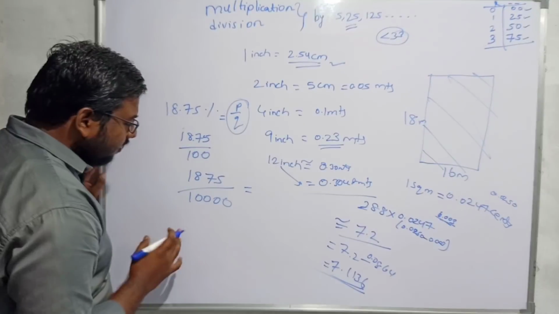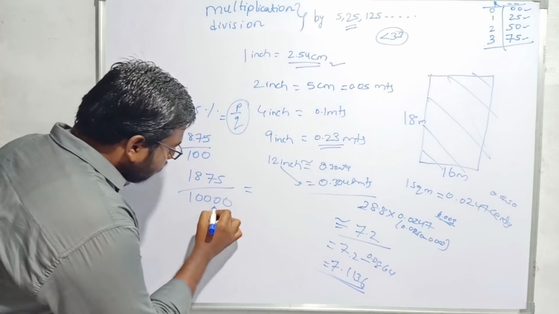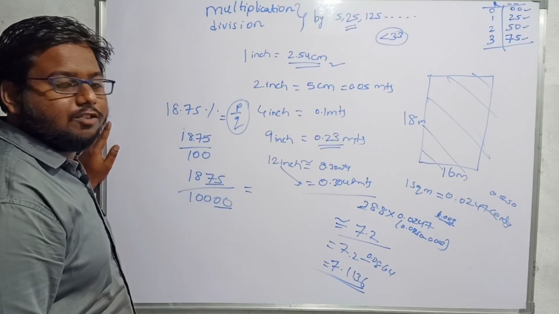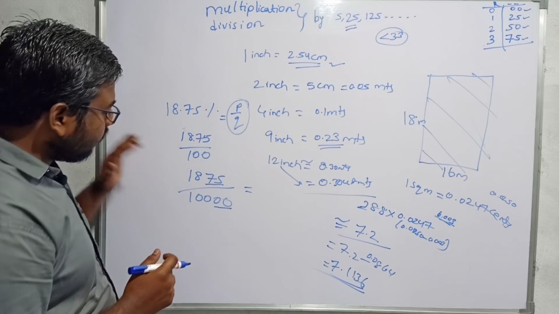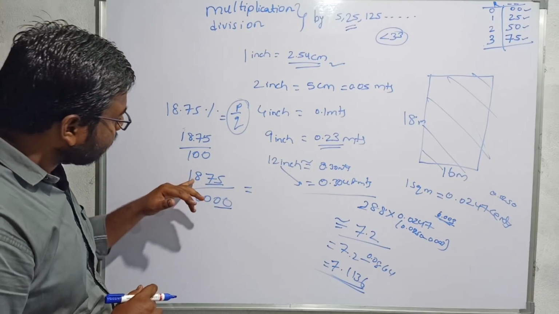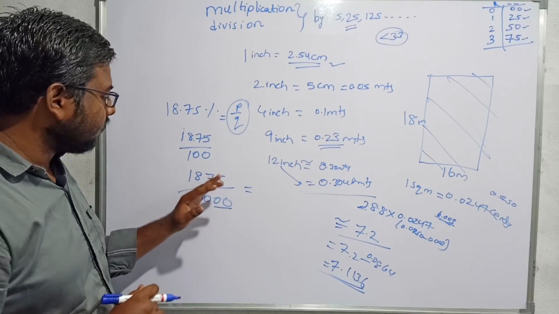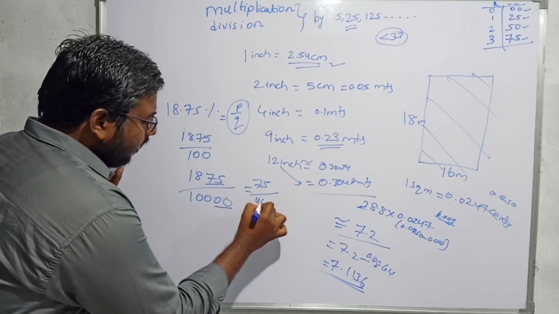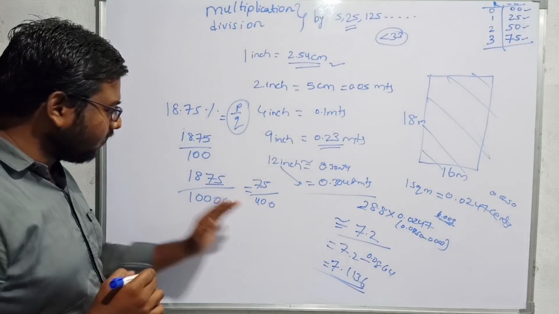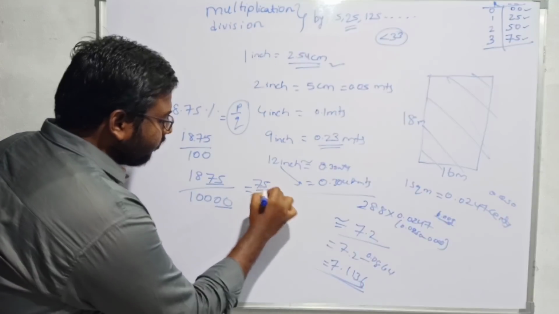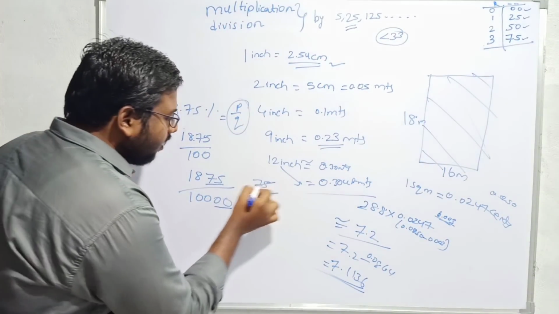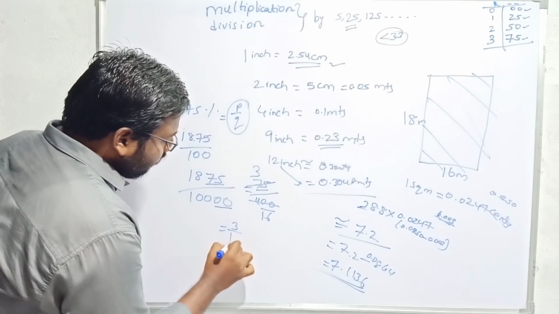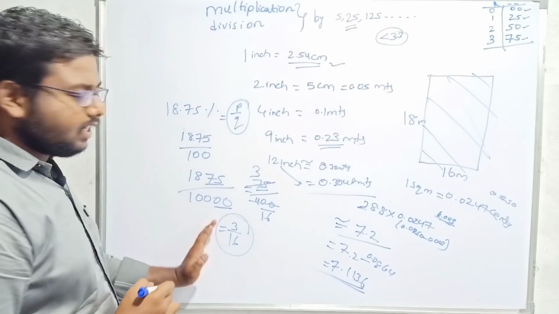If I observe this clearly, the last two digits are 75, so this number is divisible by 25. If I divide this by 25, I get 75 by 400. This is again divisible by 25: 25 threes are 75 and 25 fours are 100, so 75 by 400 becomes 3 by 16 clearly.